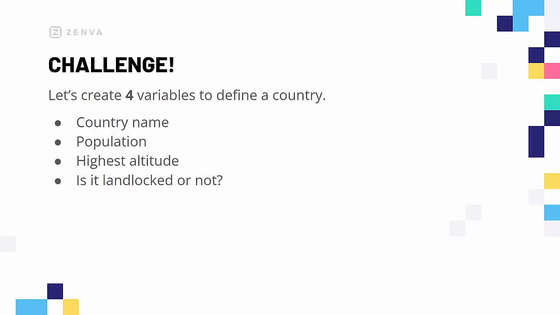And the 4 variables that you need to create are a country name, a population, a highest altitude, and whether or not that country is landlocked, okay? Does that country have access to the sea? Each of those variables needs to have a different data type, and then I also want you to print all of these 4 variables out inside of the ready function so that when we press play, we can see them in the output. So have a go at that, and I'll be right back to see how you're done.